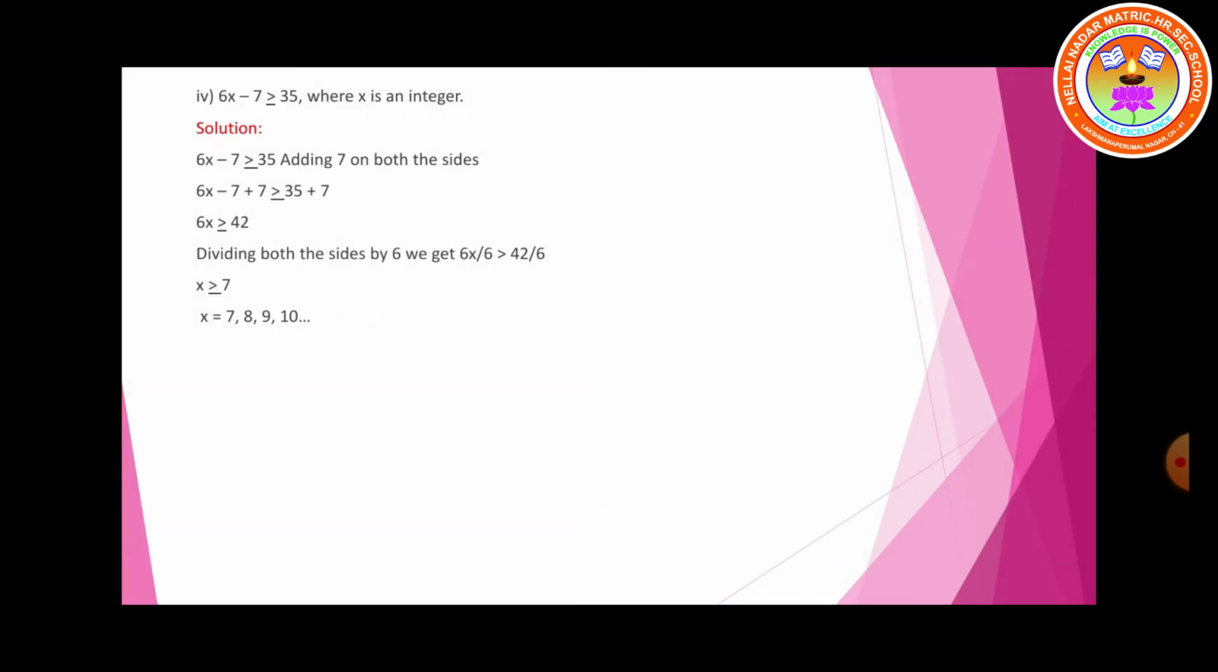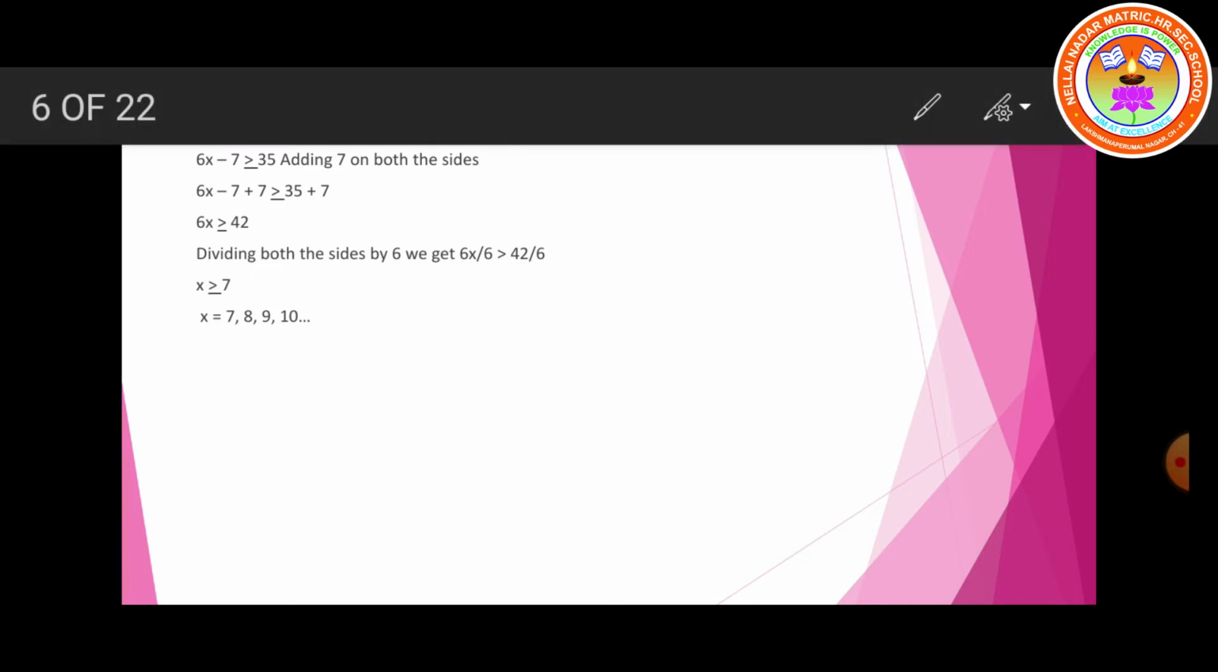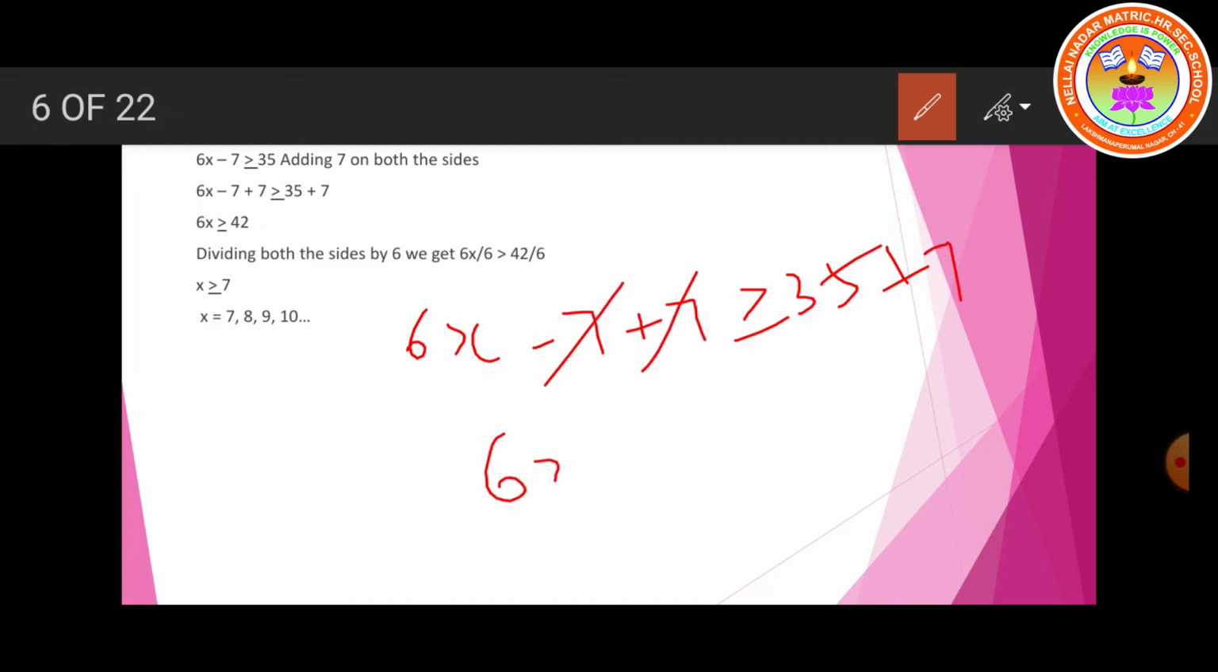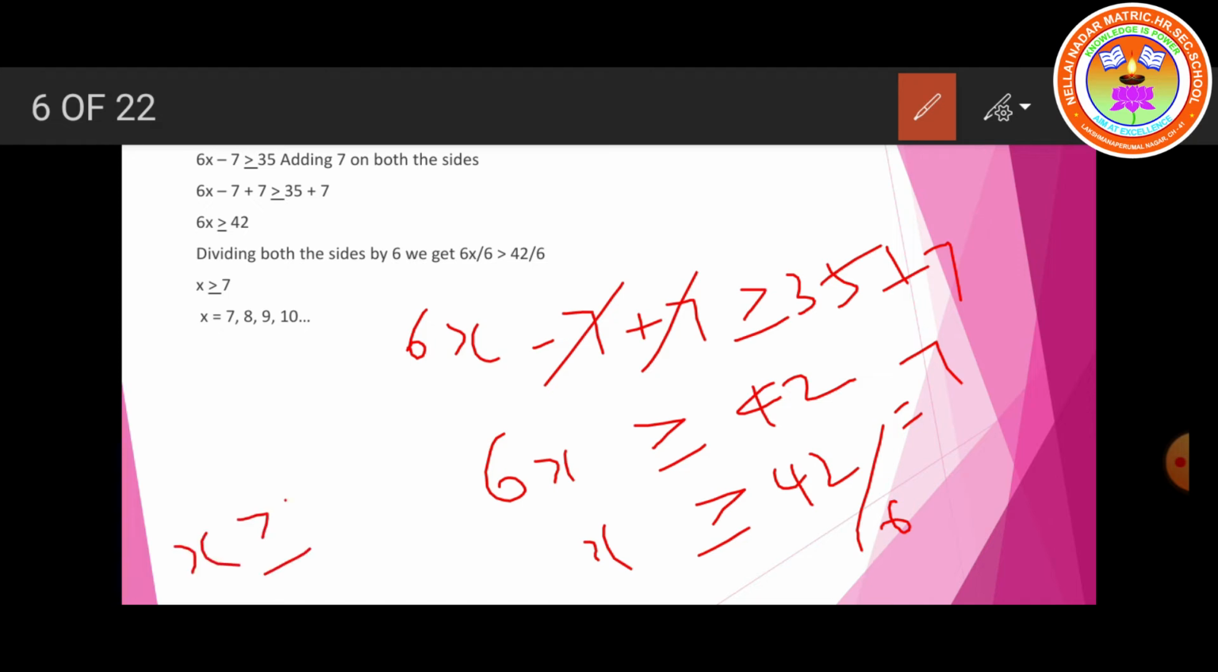6x minus 7 greater or equal to 35, where x is an integer. Integers mean positive and negative numbers along with 0. Adding 7 on both sides. 6x minus 7 plus 7 greater or equal to 35 plus 7. So 7 gets cancelled. 6x greater or equal to 42. X greater or equal to 42 divided by 6 equal to what? 7. Therefore x greater or equal to 7.